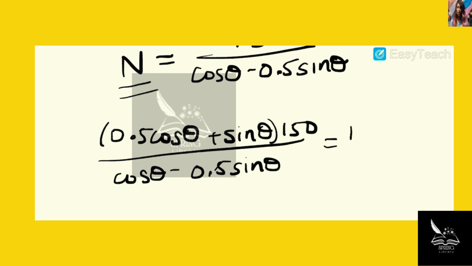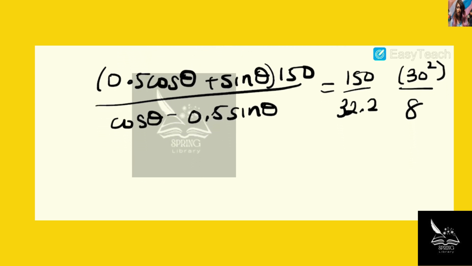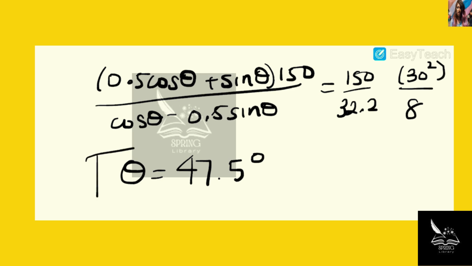And this gives us 150 over 32.2, times 30 squared over r, which is 8. And we can go ahead and isolate this for theta, and what we see is that we get a theta equal to 47.5 degrees. And this is our minimum theta value.